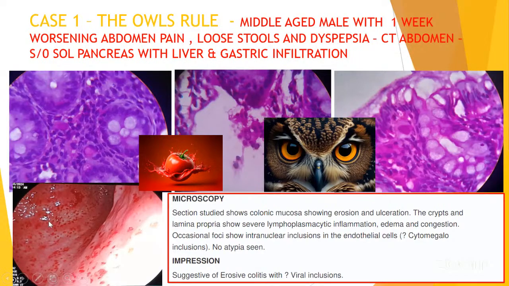So we took him for colonoscopy. Colonoscopy showed multiple erosive lesions, which is classically described as tomato splash appearance. Once we took a biopsy, we could make out owl's eye inclusions, which are characteristic of CMV colitis. So in any immunocompromised patient presenting with acute onset diarrhea and abdominal pain, think of viral as well as opportunistic infection as the cause. This is the take-home from this case.